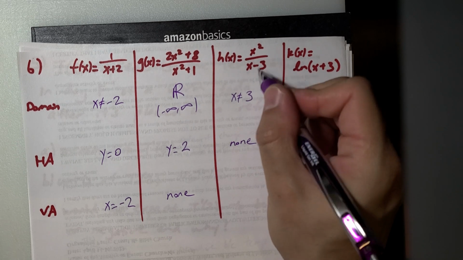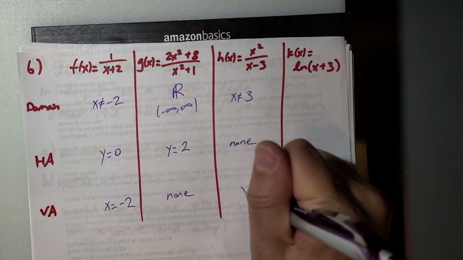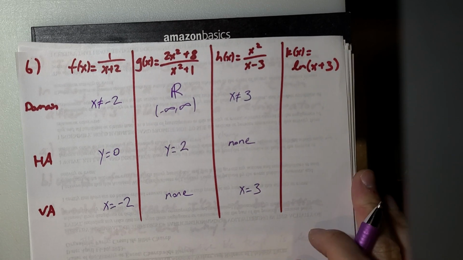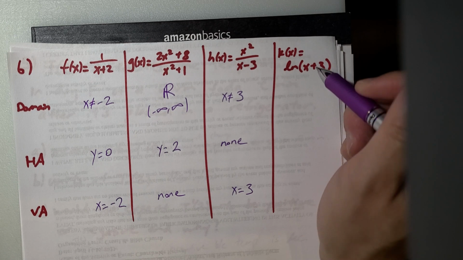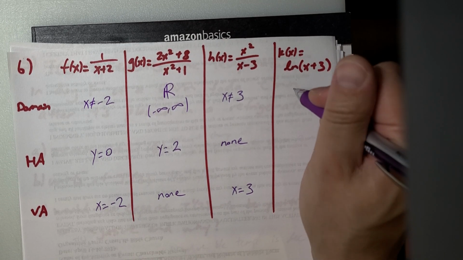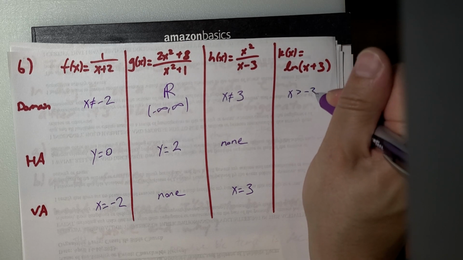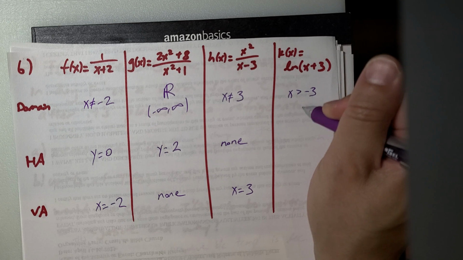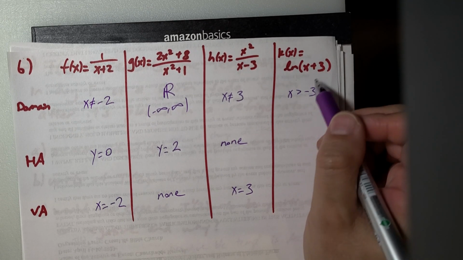There is a slant asymptote, but we're not asked that, so we're okay. Vertical asymptote, x equals 3. Next, k of x is natural log of x plus 3. Domain, x plus 3 has to be greater than 0. So x has to be greater than -3. The inside of the log has to be greater than 0.